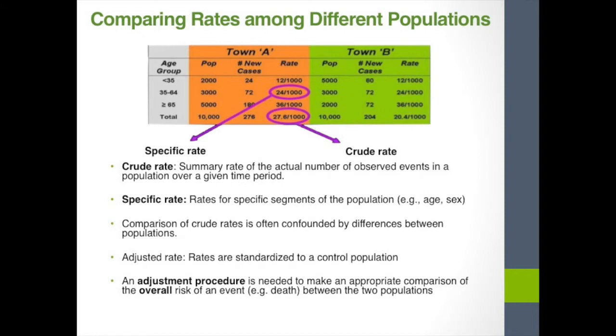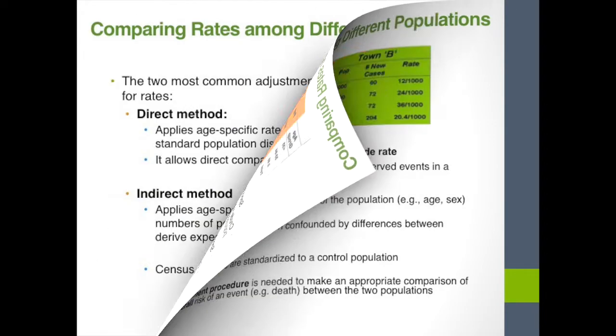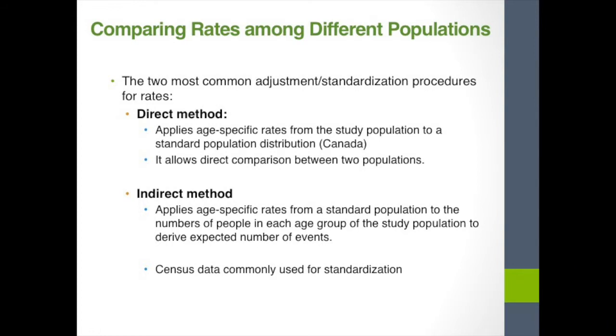The new standardized rates will allow comparisons of event rates between populations when there are differences in the characteristics between the populations that might influence the event of interest. Standardization of rates can be done by direct or indirect methods. Direct methods apply rates from the study population to a standard population distribution to allow direct comparisons between the two populations. The indirect method applies rates from a standard population to the numbers of people in each group of the study population to calculate the expected number of events.